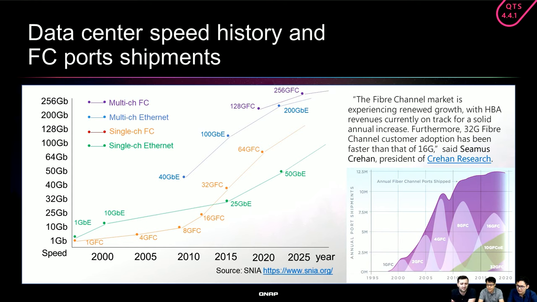And here's the Fibre Channel industry speed. Most people are now using the 16 gigabit Fibre Channel card, but they are going to 32 gigabit Fibre Channel cards in these 2 years. We expect people will adopt the 32 gigabit adapter in the near future.